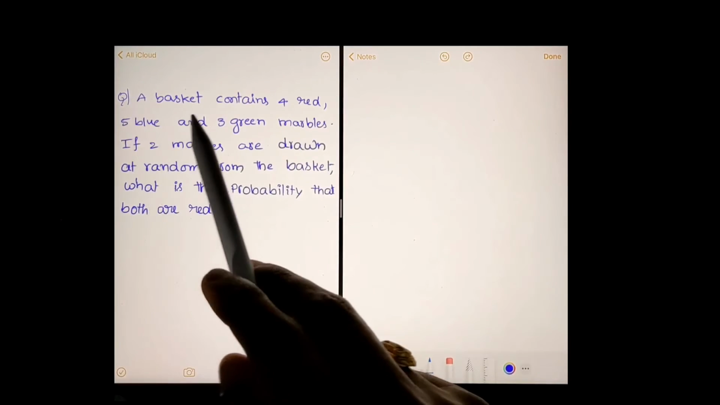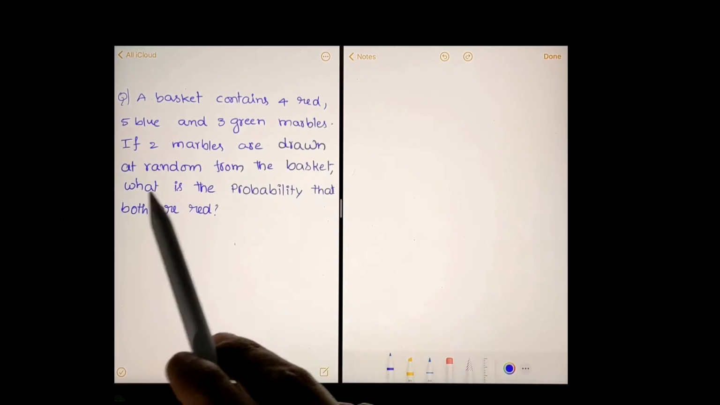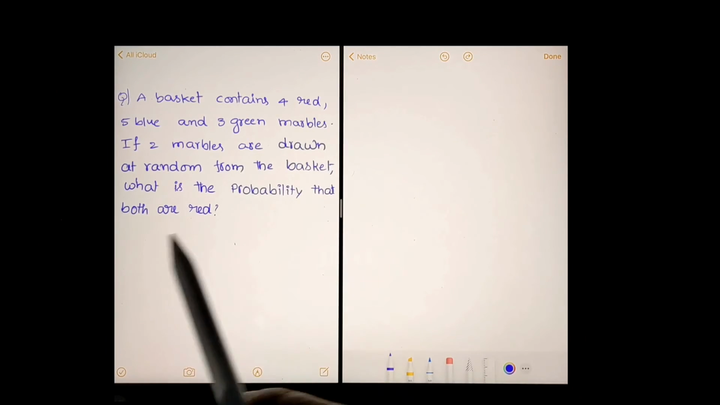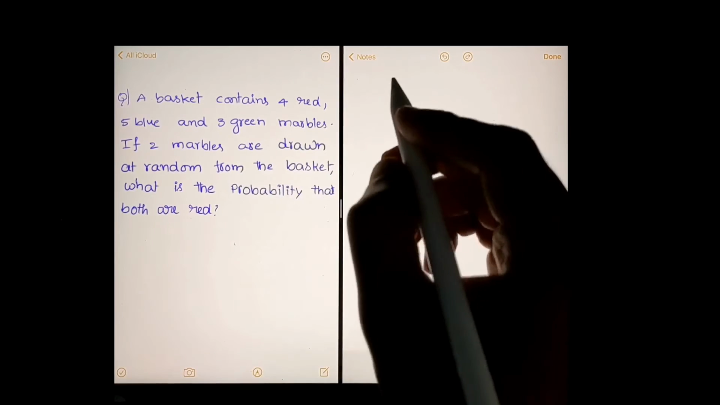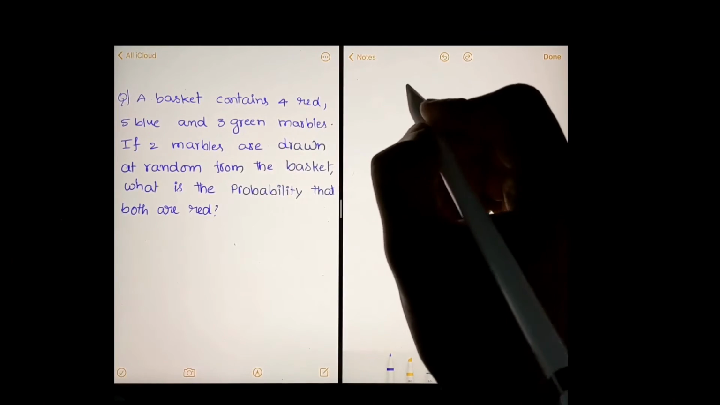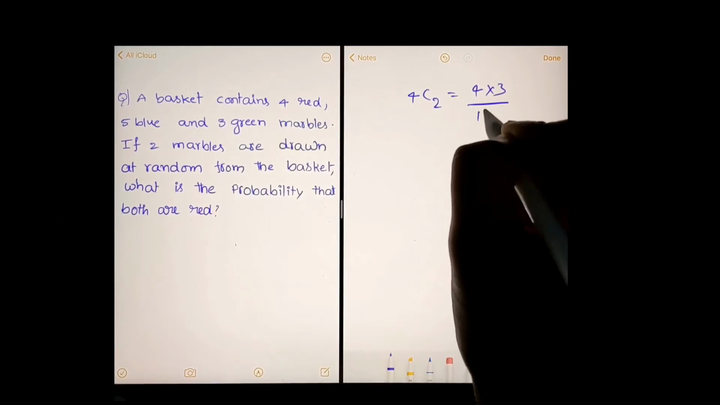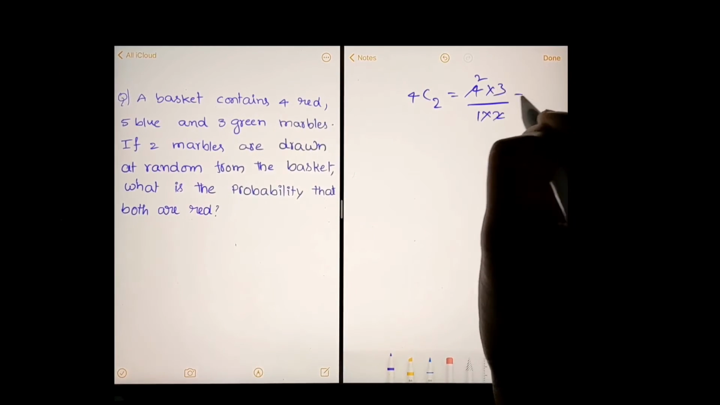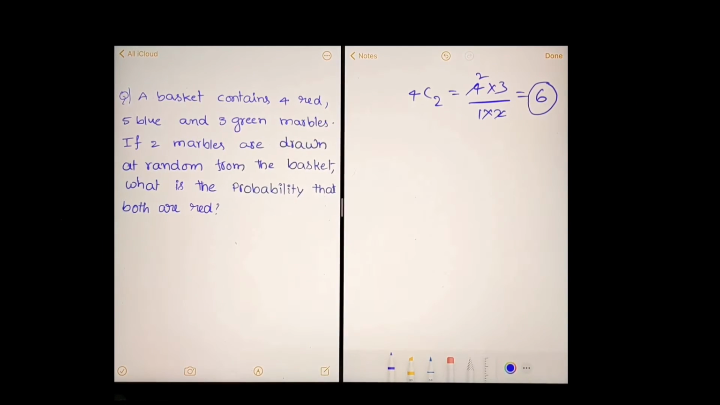Next question. A basket contains 4 red, 5 blue and 3 green marbles. If 2 marbles are drawn at random from the basket, what is the probability that both are red? If you want those 2 picked marbles to be red, then those 2 must be picked up from 4 red marbles. Out of 4 red marbles, we can pick 2 marbles in 4C2 ways. That is 4 into 3 by 1 into 2. 2 2s are 4. 3 into 2 is 6, total 6 ways we can pick up.